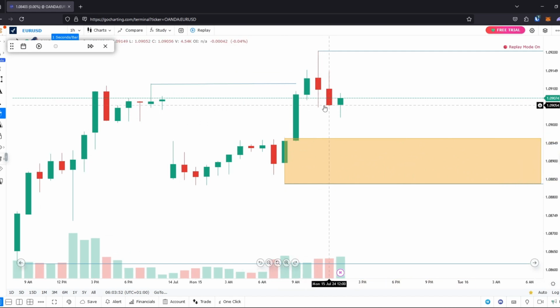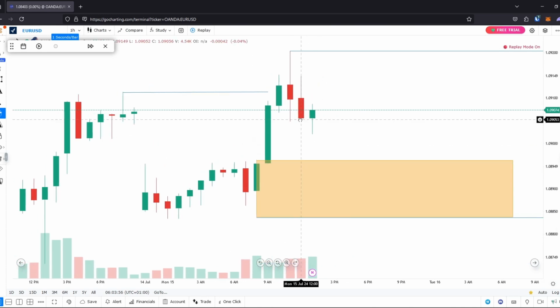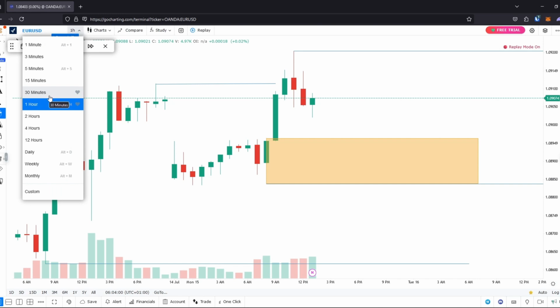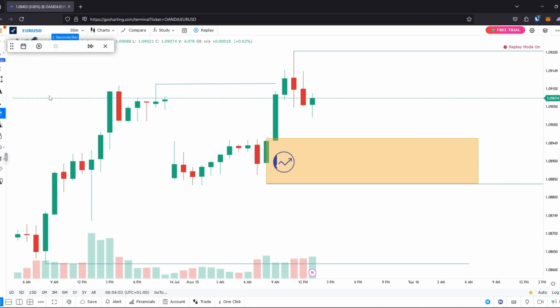And we will do this either way. We always want to refine the order block as low as possible so we can get the best entry. So we're going to just mark this one out, and now we're going to go down to the 30 minutes, see if we can get a better refinement.